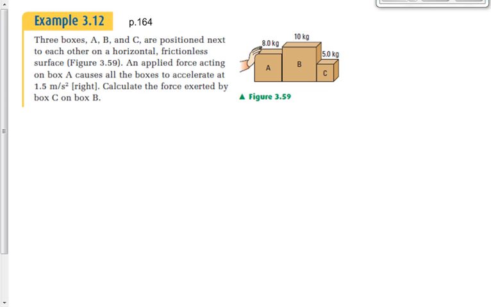This question says we've got three boxes, A, B, and C. We've got an applied force acting on A, causing all of the boxes to accelerate at 1.5 meters per second squared. We want to find the force exerted by C on B. We want to find this force right here. Is there a force of C on B? Does C push on B?